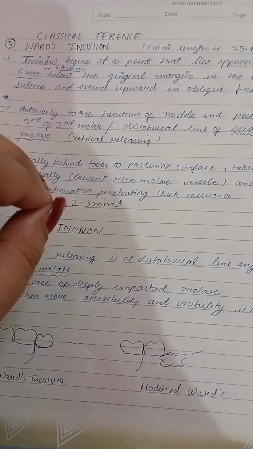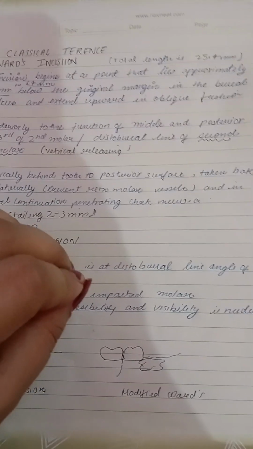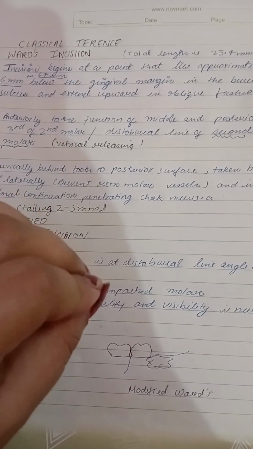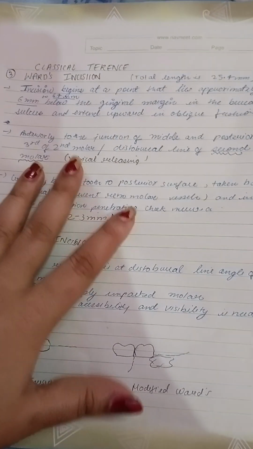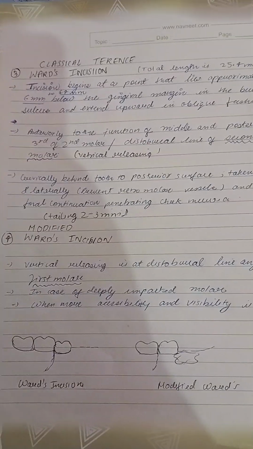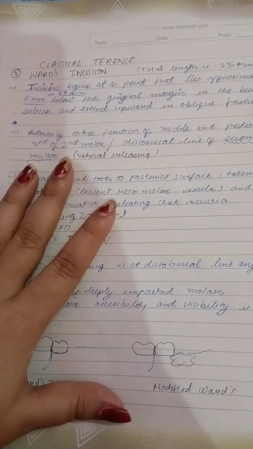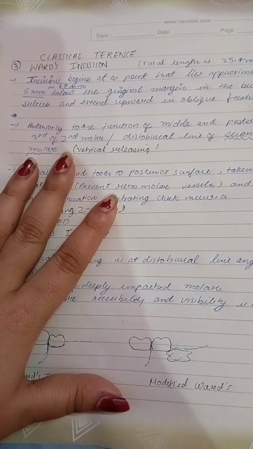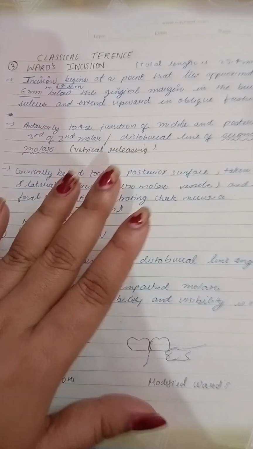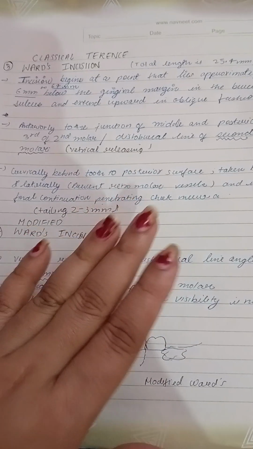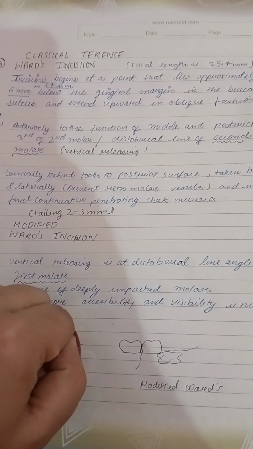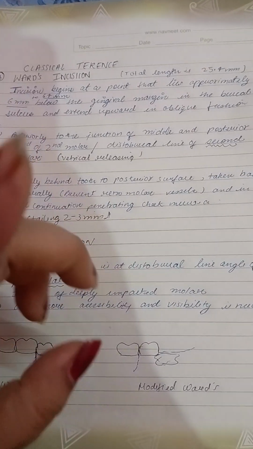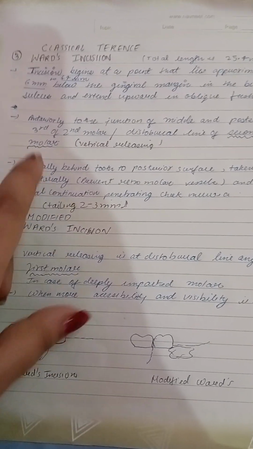Incision begins at the point that lies approximately 6 mm to 6.4 mm below the gingival margin in the buccal sulcus. Where? In the buccal sulcus. And it extends upward in an oblique fashion.